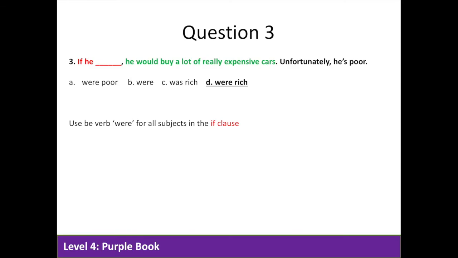Question 3. If he blank, he would buy a lot of really expensive cars. Unfortunately, he's poor. Here we have the if clause or the dependent clause, so we need the past tense. We're using the be verb, so we use were, and D is the correct answer.